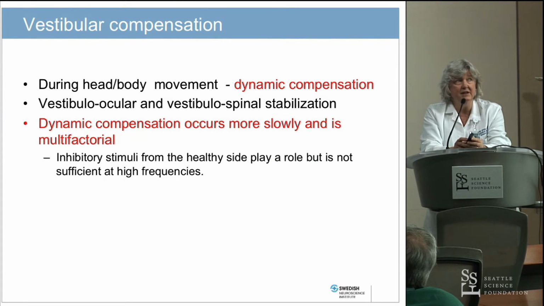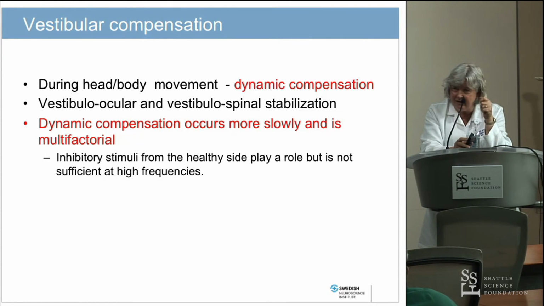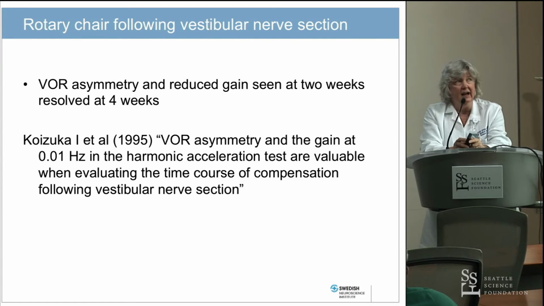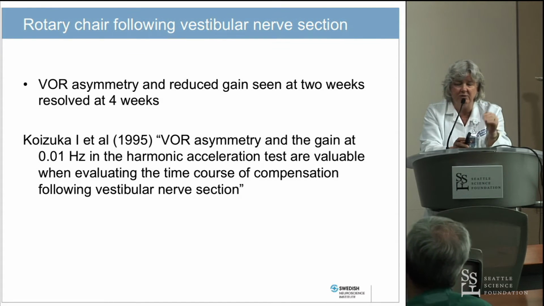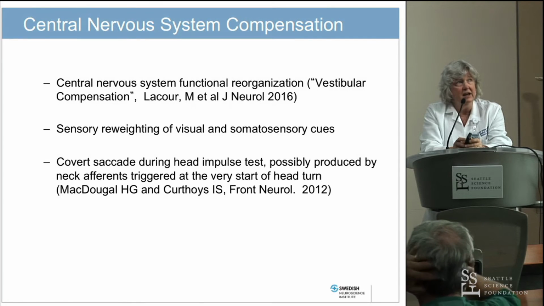So dynamic compensation occurs more slowly. It's highly variable and it's multifactorial. It's not a simple just rev up the firing on the good nucleus. There was a very good study by Koizuka who said after nerve section, the VOR asymmetry was the most effective information we have in evaluating the time course of compensation. So it's very asymmetric immediately, and gradually over time, again, the good ear takes over and you get the symmetric rotary chair gain. So it's useful for this.